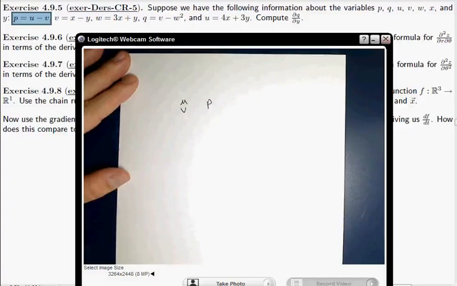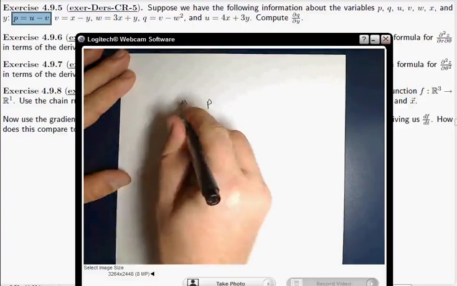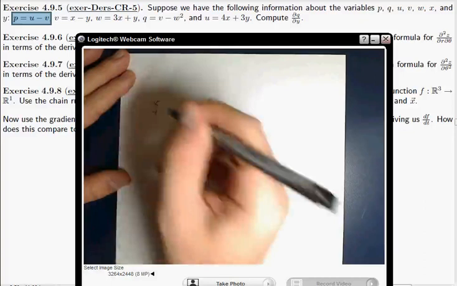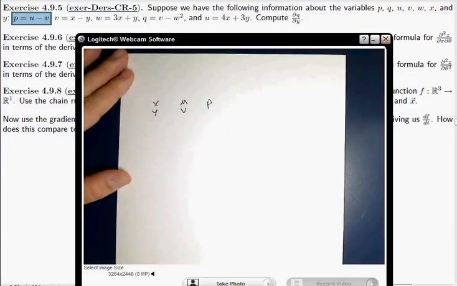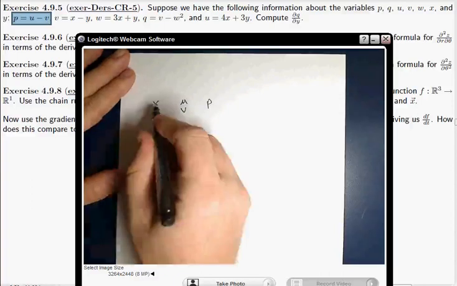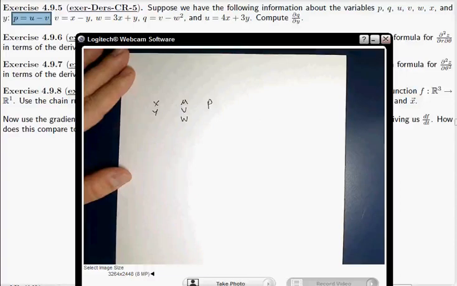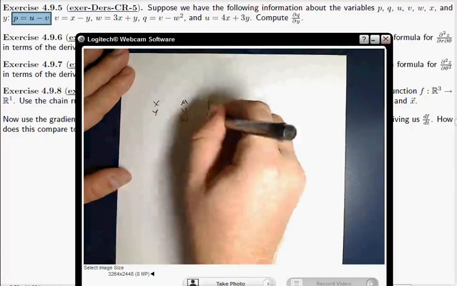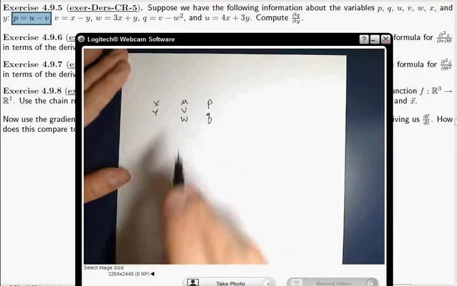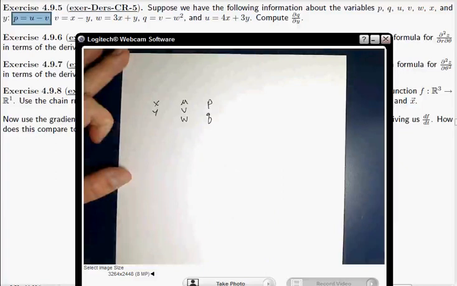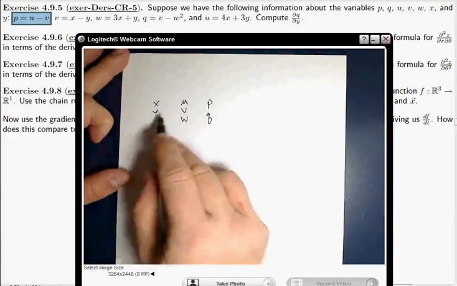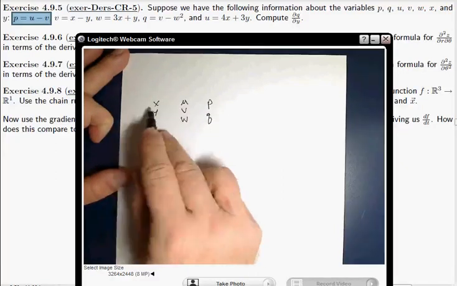Now v is a function of x and y. Let's do that. Now w is a function of x and y. Well, x and y are here, so we need w there. Next equation, q is a function of v and w. Q depends on v and w. And u is a function of x and y. Well, good, I already had that kind of in position.